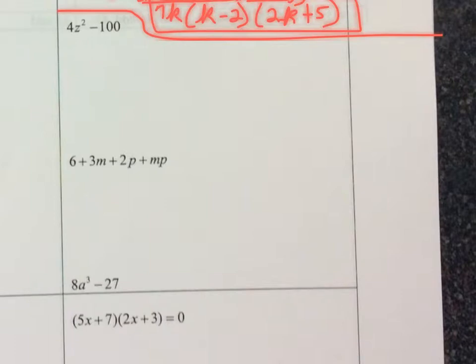So let's factor a 4 out. So 4 out of 4z squared is going to leave z squared. 4 factored out of 100 is 25. Now let's see if we can factor z squared minus 25. So we count the number of terms. It has 2.